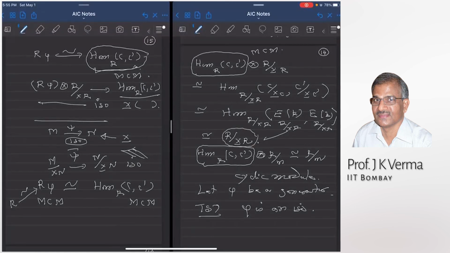After you go mod X, Hom MCC prime mod XR is R mod XR. And R phi mod XR is this after you go mod XR, and it is equal to R mod XR. And so I apply the same principle and see that R is isomorphic to R phi. Okay. So that shows that this phi is an isomorphism, because after going mod X, it is an isomorphism. So from R to R phi, it is also an isomorphism, because R phi is a maximal Cohen-Macaulay module.